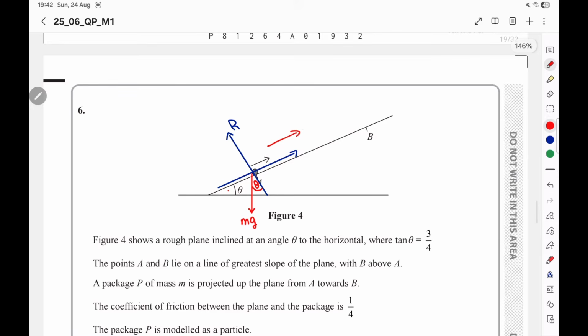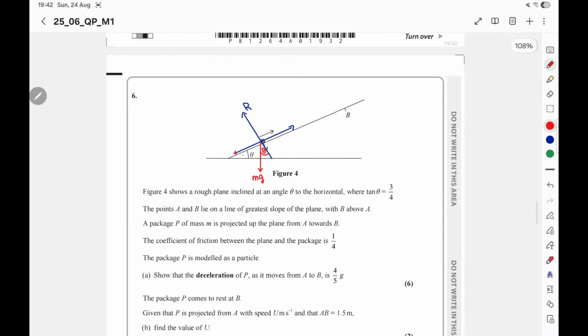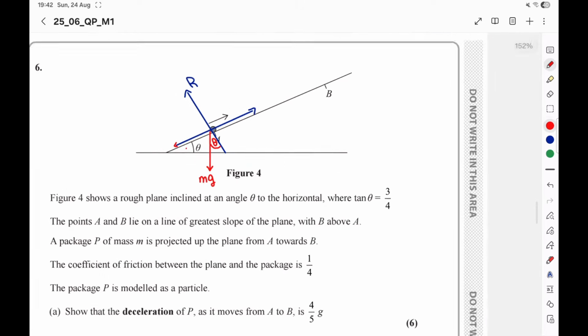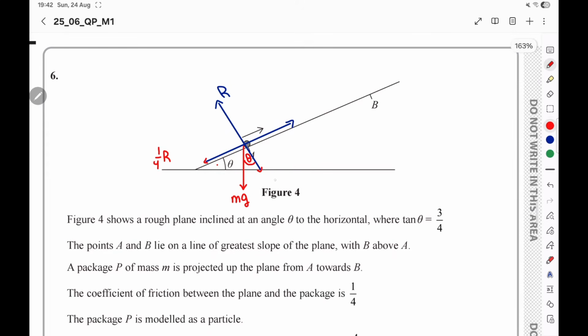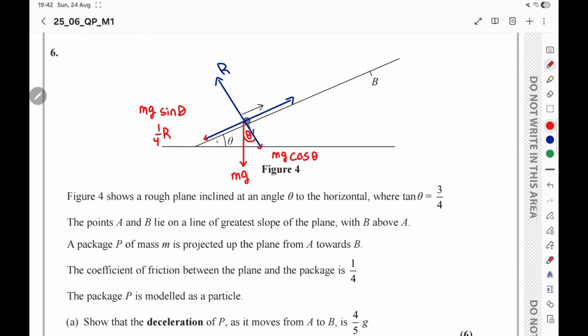The direction of motion is upward, even though there is no driving force, but due to the projection, the particle is moving up. So the friction is opposite to the motion, so it is backward. Coefficient of friction is 1 over 4, so 1 over 4 R is the friction. And let's do the resolution of the weight. Here I will have mg cosine theta and backward mg sine theta.